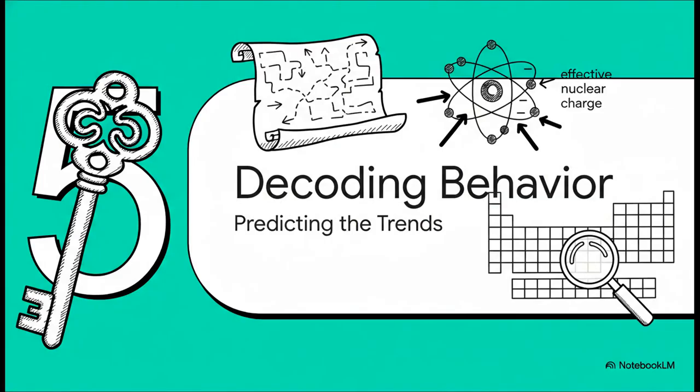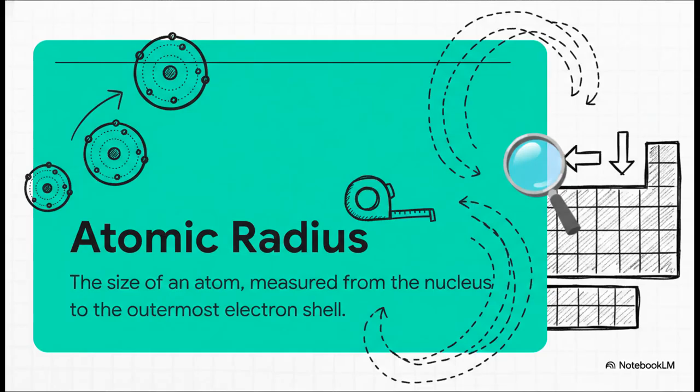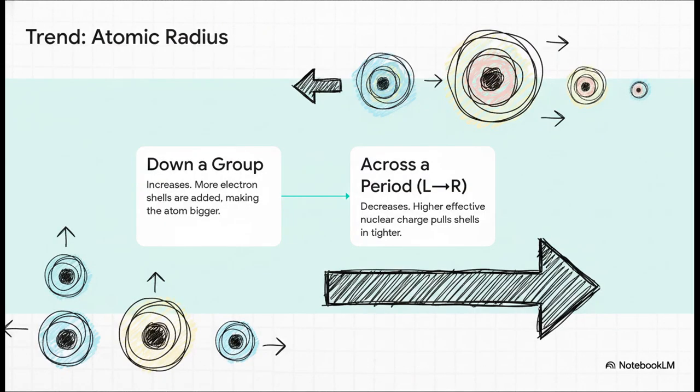All right, now that we have the keys, we understand the map's layout, and we get the idea of effective nuclear charge, we can finally use them. We can read the map and predict exactly how these elements are going to behave. First up, let's just talk about size. The atomic radius is simply a measure of how big an atom is. So how does that size change as we move around our map? Well, it follows this beautifully logical pattern.